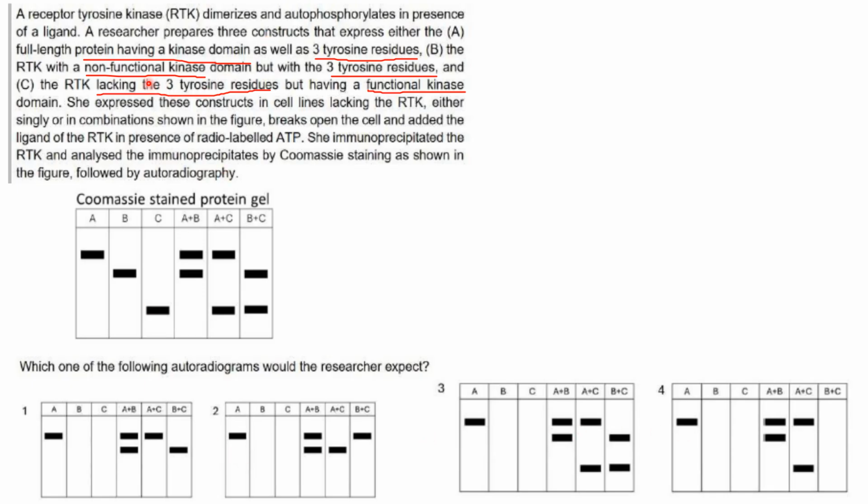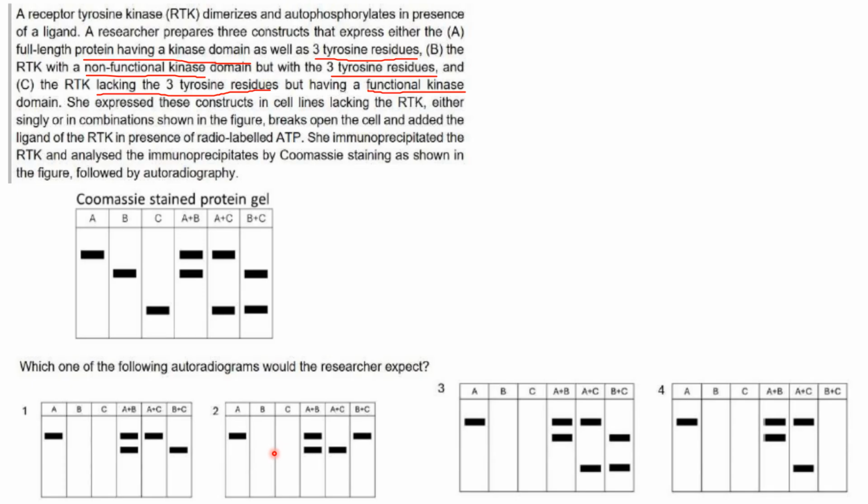B doesn't have functional kinase, but it has 3 tyrosine residues. But without kinase, what will autophosphorylate the tyrosine residues? Nothing. So B will not give a band. So in all cases, B is not giving a band. C is lacking the tyrosine residues but has functional kinase. So 3 tyrosine residues are not there, and kinase has nothing to phosphorylate. So it will not give a band. So C is also not giving a band in all the options.